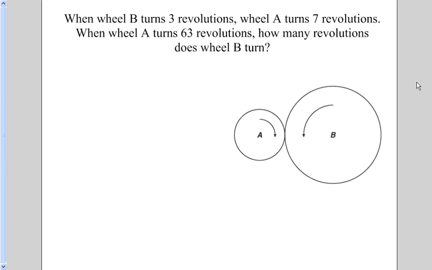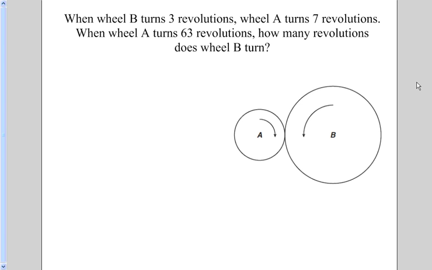This question tells us that when wheel B turns 3 revolutions, wheel A turns 7 revolutions because wheel B is bigger. We can see that. When wheel A turns 63 revolutions, how many revolutions does wheel B turn?